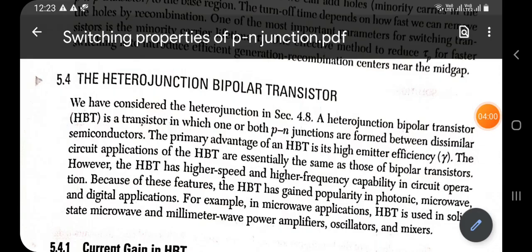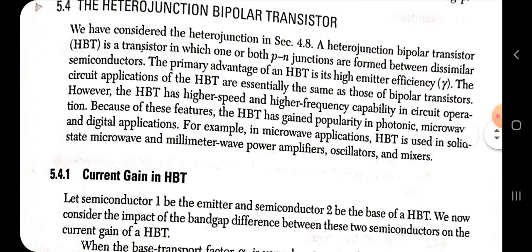We have considered the heterojunction earlier. A heterojunction bipolar transistor, HBT, is a transistor in which one or both PN junctions are formed between dissimilar semiconductors. However, the HBT has a higher speed and higher frequency capability in the circuit operation. Because of these features, the HBT has gained popularity in photonic, microwave and digital applications. For example, in microwave applications, HBT is used in solid-state microwave and millimeter wave power amplifiers, oscillators and mixers.